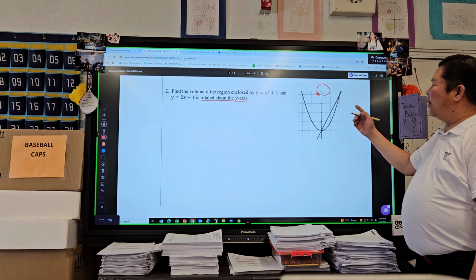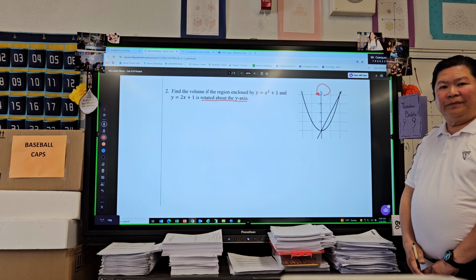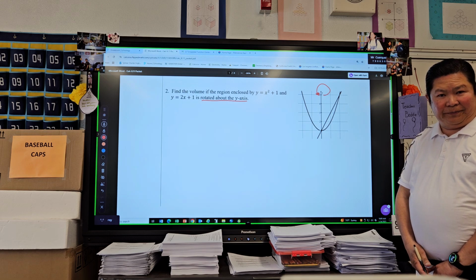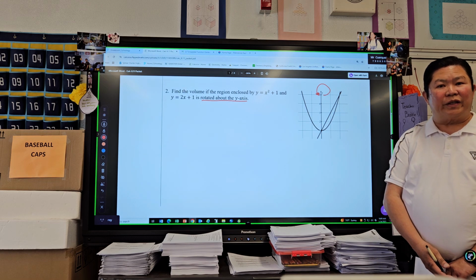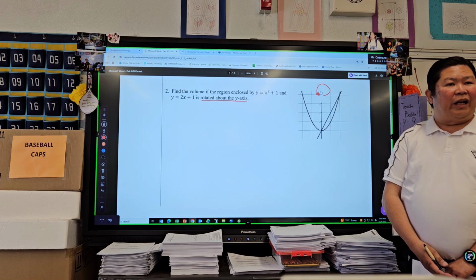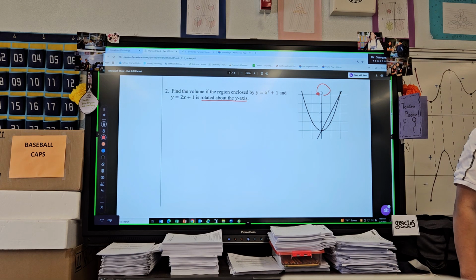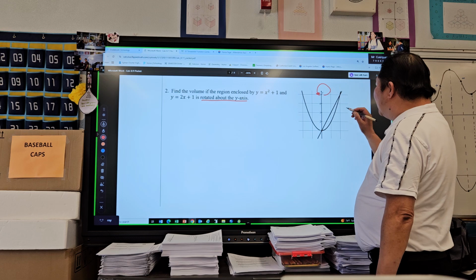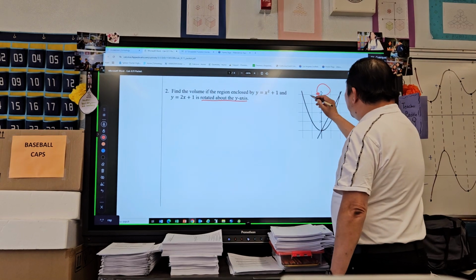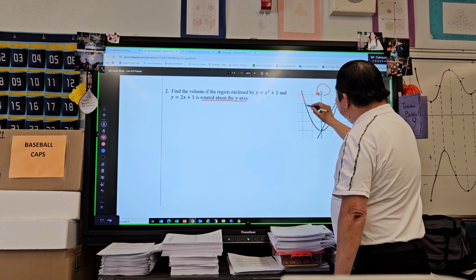A parabola or a line? The outside. The parabola is the outside, right? Yes. And the line is the inside. Okay, guys? So, I'll just color the parabola as red.